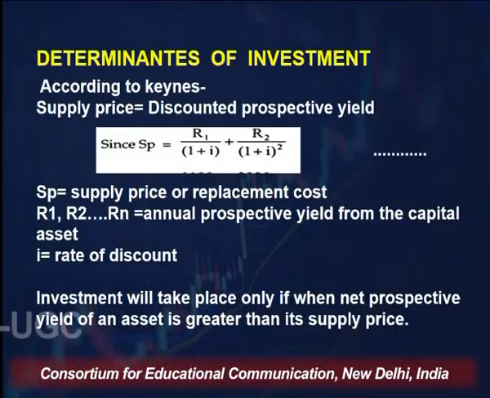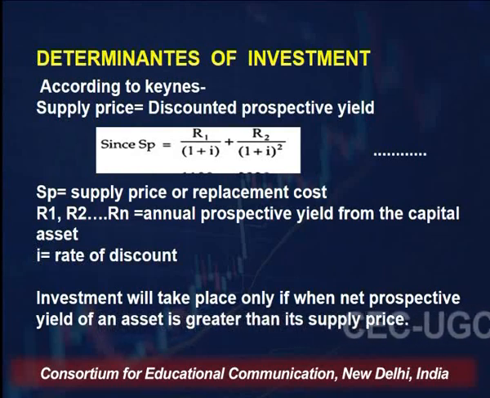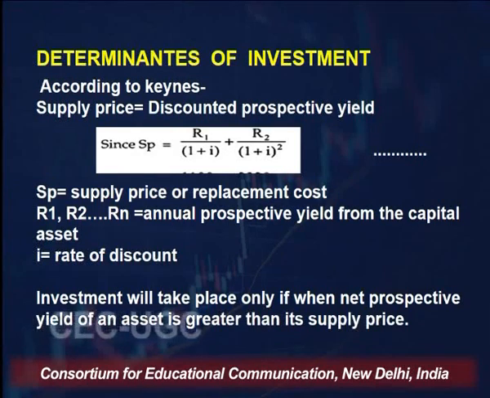Now according to Keynes, supply price is equal to discounted prospective yield. So mathematically, supply price is R1 upon 1 plus i, plus R2 upon (1 plus i) whole square, and so on. Here SP is the supply price or replacement cost. R1, R2, R3 up to Rn are the annual returns from the capital asset, and i is the rate of discount, or we can take it as the rate of interest as the rate of discount.